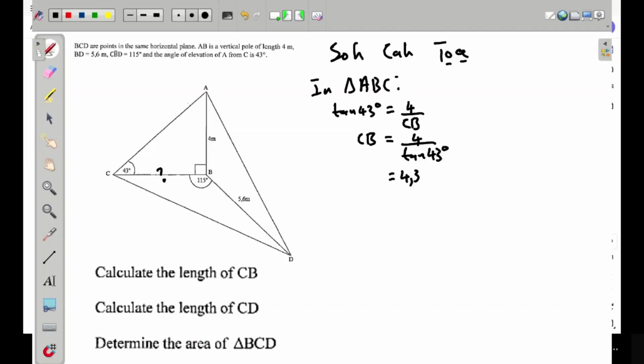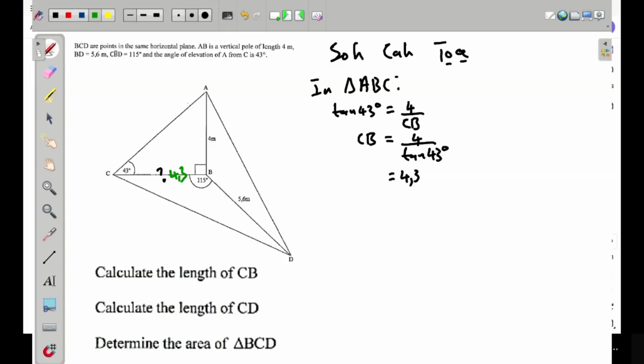Maybe let's round it off to 1 decimal place. Then, of course, in your case, if they do not specify, you round off to 2 decimal places as standard. I think there's that instruction that says, unless otherwise stated, you must round off to 2 decimal digits. So we know BC now is 4.3, right? So we have found this. Let's maybe add that to the sketch. It helps, 4.3. Then we have to calculate the length of CD.